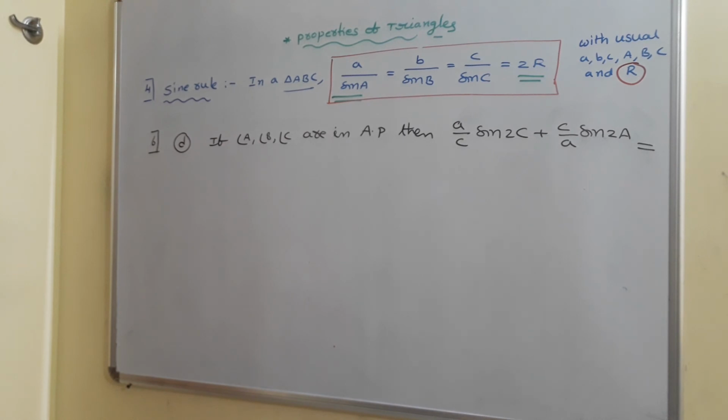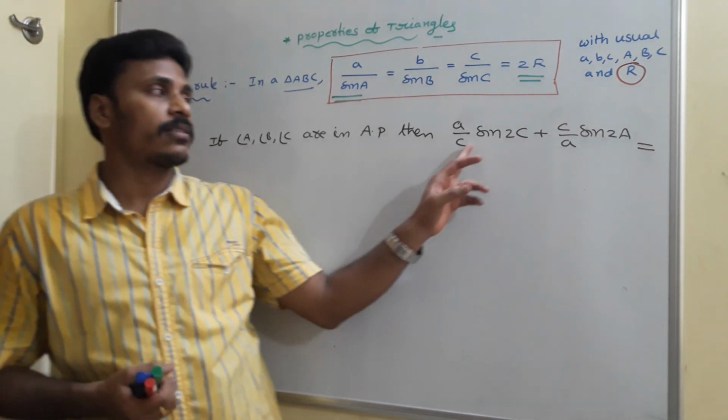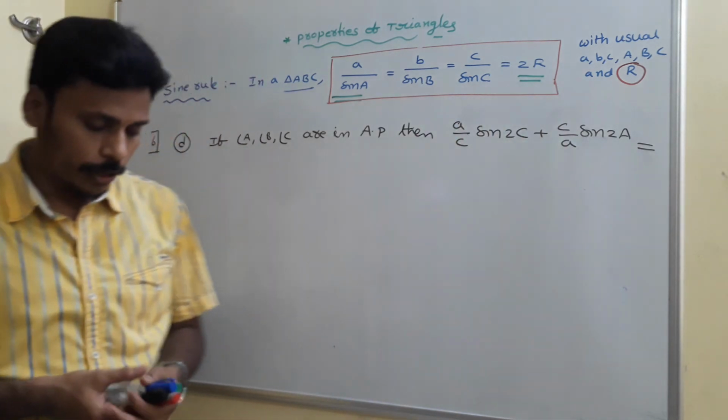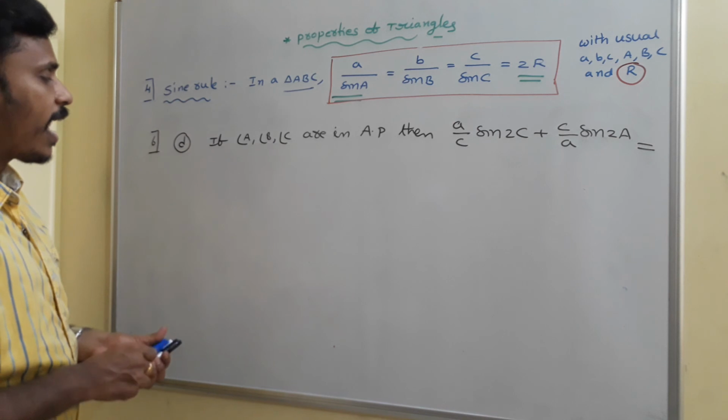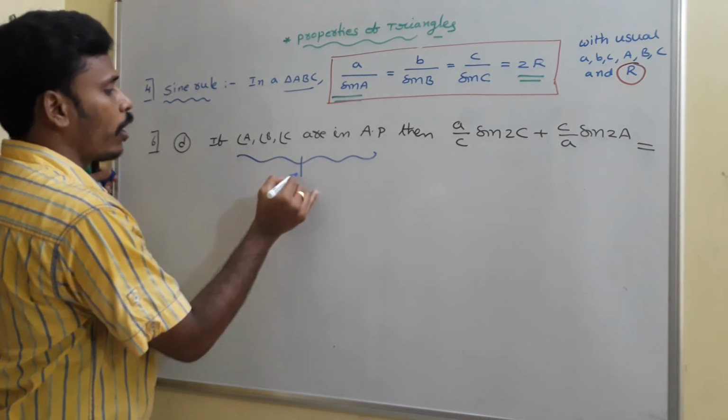Just look there. Angle A, angle B, angle C are in arithmetic progression, and then they ask us to find A by C sin 2C plus C by A sin 2A. The angles are in arithmetic progression. What is arithmetic progression? I think you all know it.